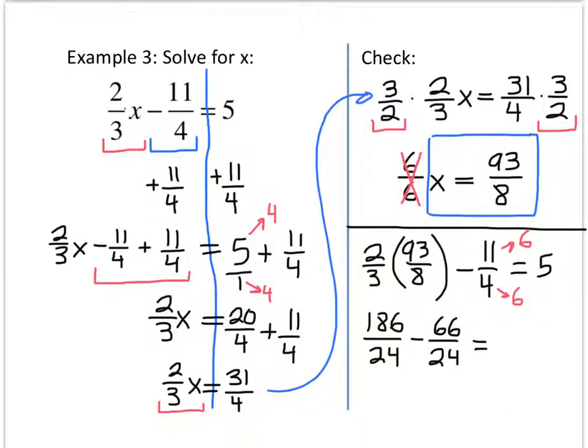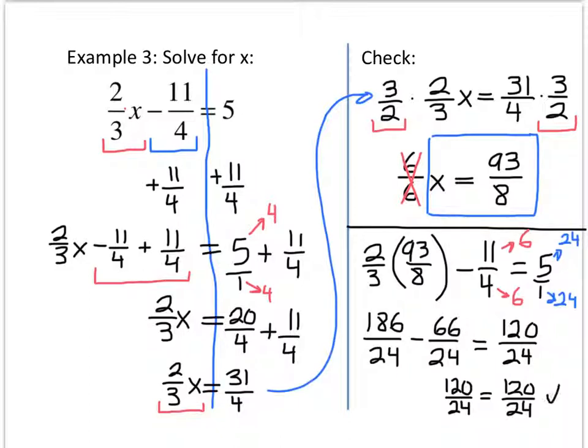equals, and again, if I imagine that this 5 is over 1, I need to multiply both the top and the bottom by 24. So 24 on the top and also 24 on the bottom, which would give me 120 over 24. And we can actually check this. 186 minus 66 is exactly 120 over 24. So I can confirm that yes, a little bit of a messy answer, and I don't even really need to simplify. I can just see that yes, those are equivalent. So we must have found the correct solution.